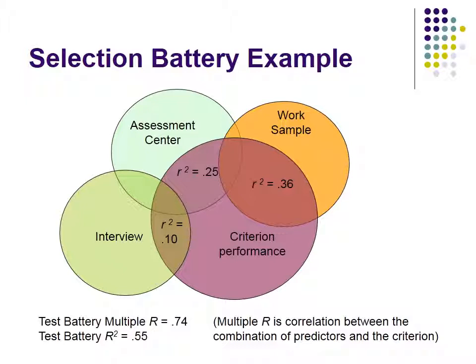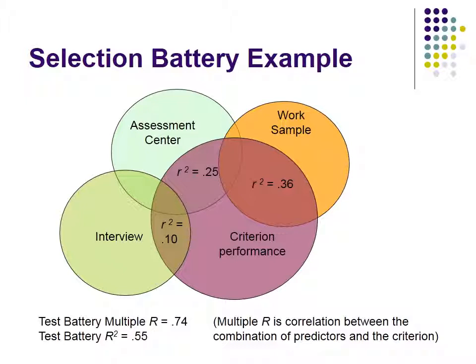So when we're talking about a test battery's multiple R, we're talking about how much total variance is explained, regardless of where it's coming from. So this particular test battery is explaining an R of 0.74. Again, the effect size or the percentage of variance explained is R squared. 0.74 times 0.74 is approximately 0.55. So this assessment battery is predicting about 55% of performance.